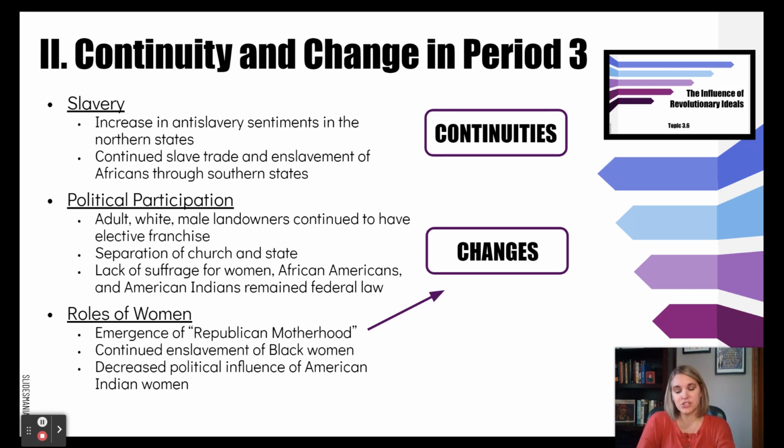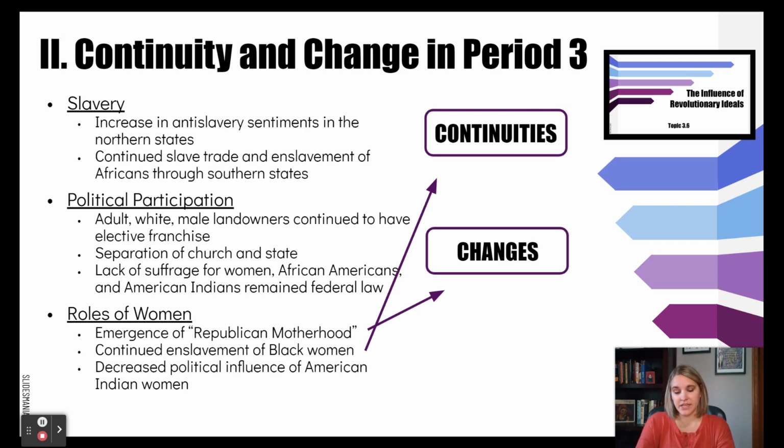But there was much fewer enslavement of Black people in northern states anyways. And so for the majority of Black women living in America at this time, there is continued enslavement, which means it's a continuity. We also see changes in the roles of American Indian women.